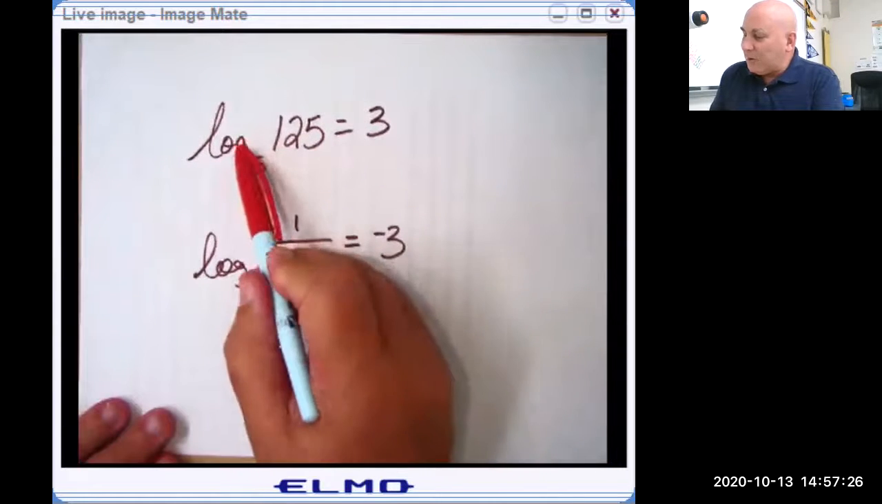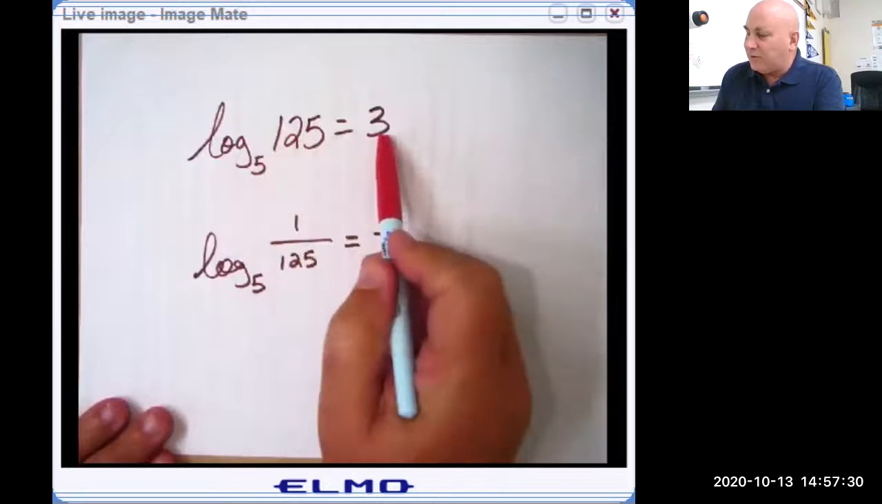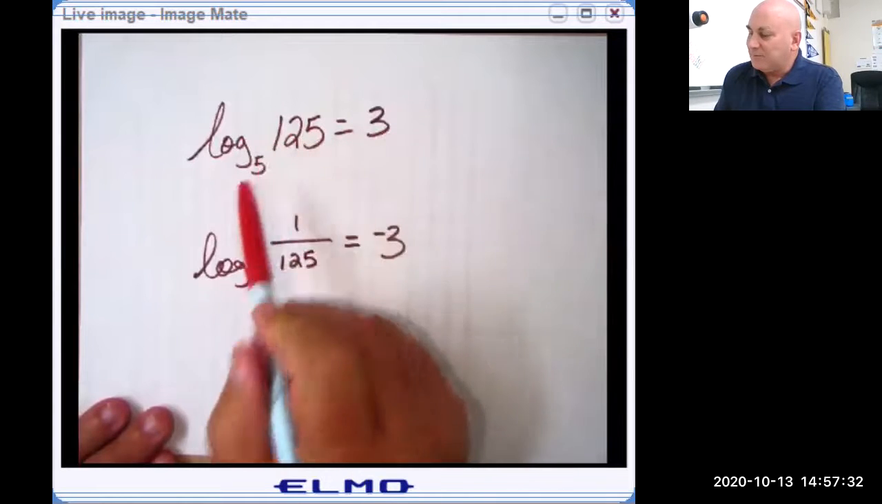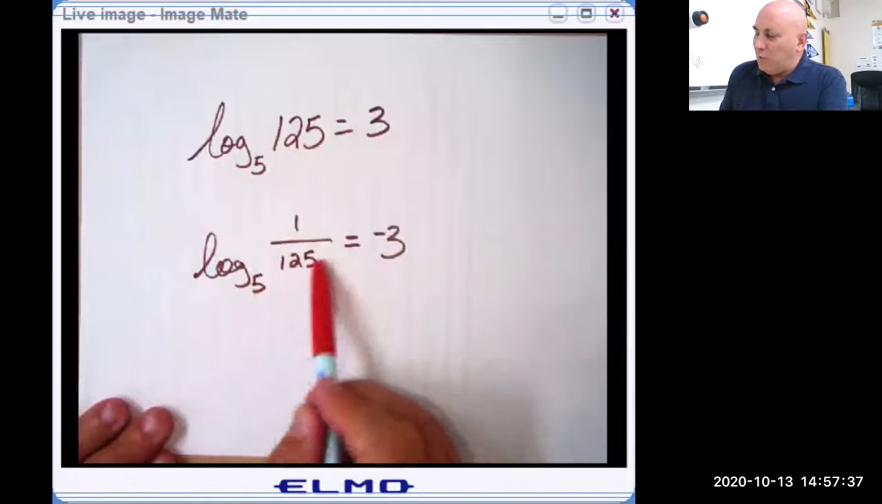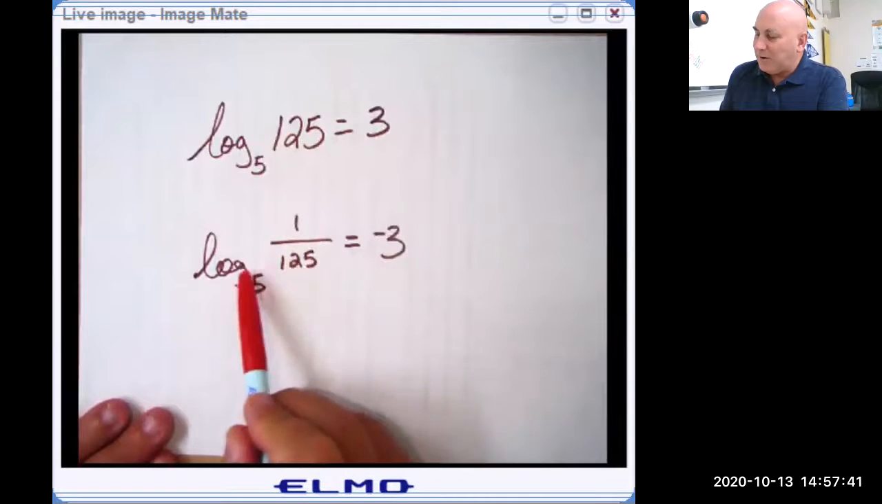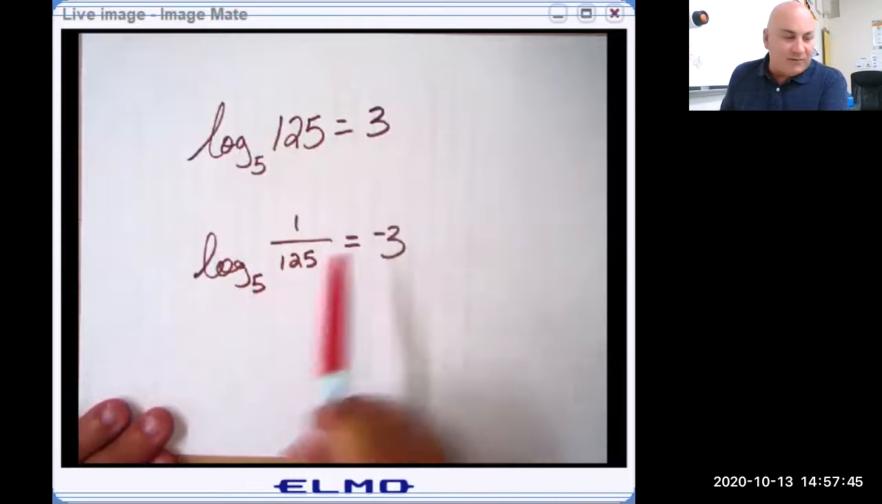What is the exponent of 5 that gives me 125? Well, that'd be 5 to the 3rd power. And the exponent of 5 that gives me 1 over 125, well, that's 5 to the negative 3rd power. So the exponent of 5 that gives me 5 to the negative 3rd is negative 3.